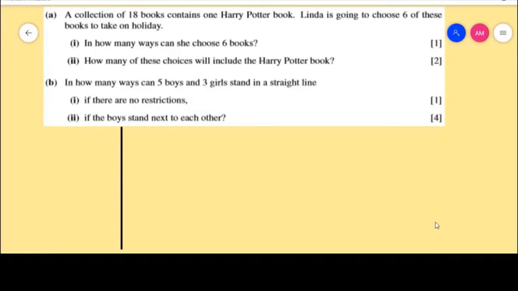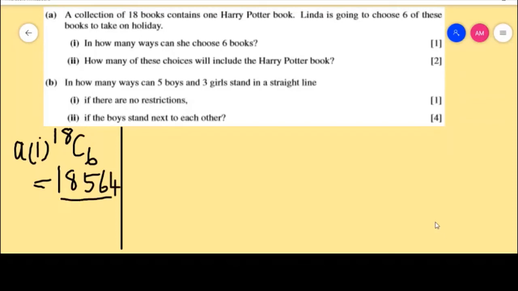My next question: a collection of 18 books contains 1 Harry Potter book. Linda is going to choose 6 of these books to take for holiday. Part A: how many ways can she choose the 6 books? This is just choosing 6 books out of the 18, so it's 18 choose 6. On my calculator, I get 18,564. So this is for part 1.